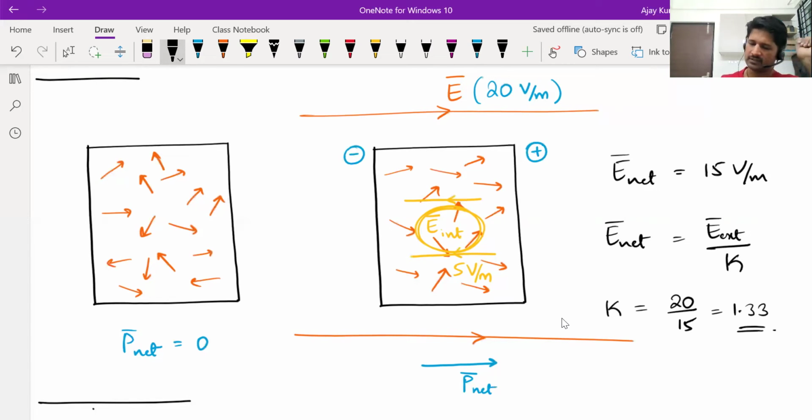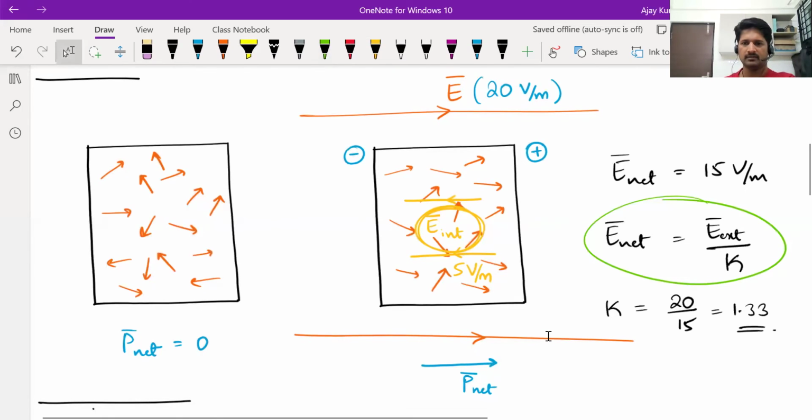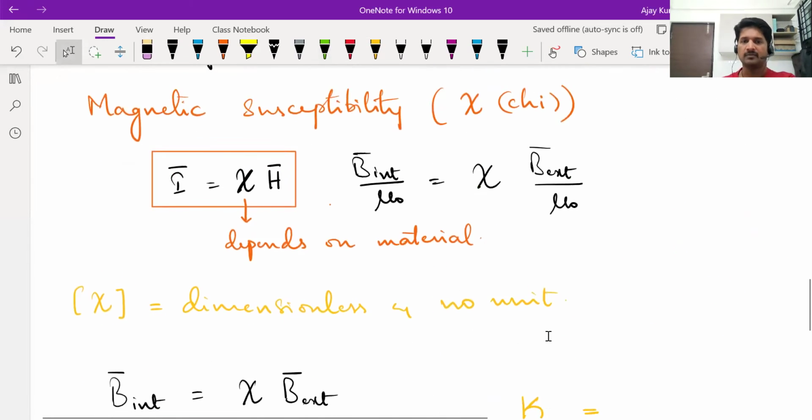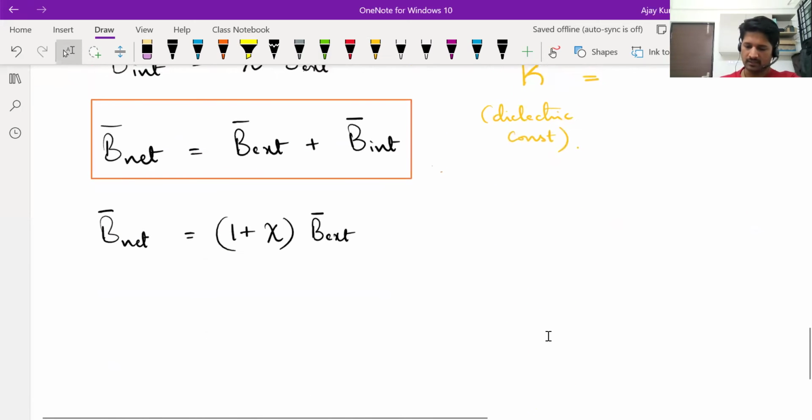But remember the basic definition. This is how we define it. Net field is external field divided by K. Okay, we'll do the same in magnetism now. Now we have the formula involving net field and external field. So their ratio is what we call relative permeability.